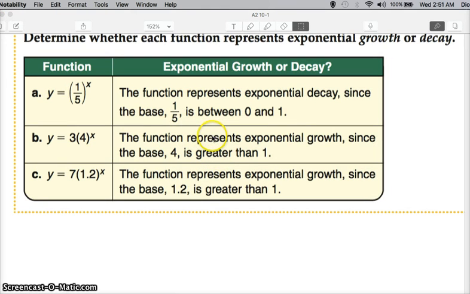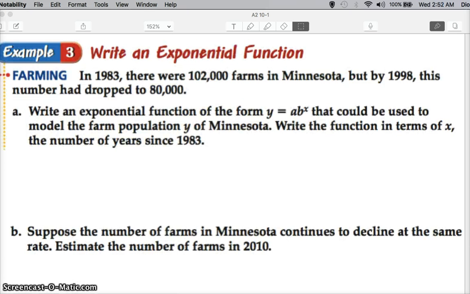So in your textbooks, if you look at this example, you'll see that there's a little bit more explanation, but the explanation basically is the same thing that we just talked about. So if you prefer to have a picture of this, I'm going to put this up for you so you could see it. Here in example 3, we're to write an exponential function.